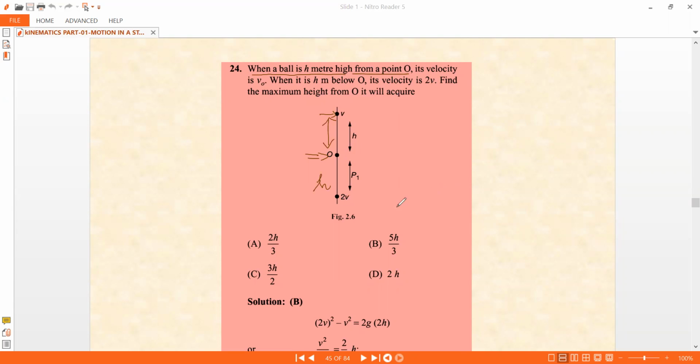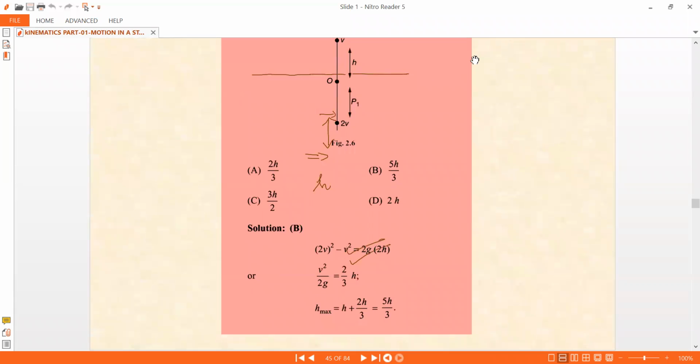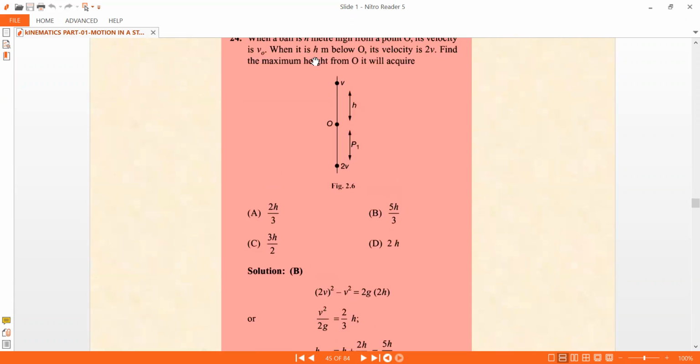So the right answer is B. It's evident here, the solution is also here. I'll explain that. It's a pretty easy problem. You can use the equation v square minus u square equal to 2gh. So what is my v square? The final velocity at this point is v, and the initial velocity at this point is 2v.